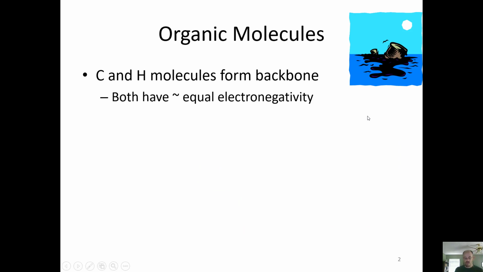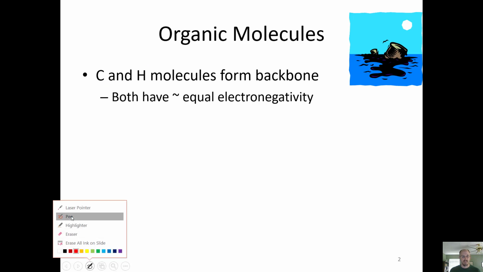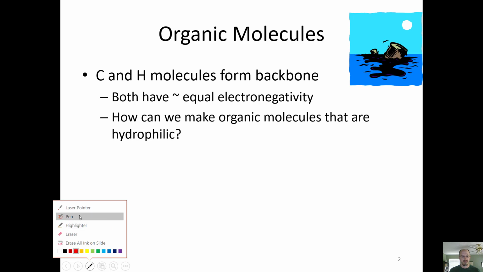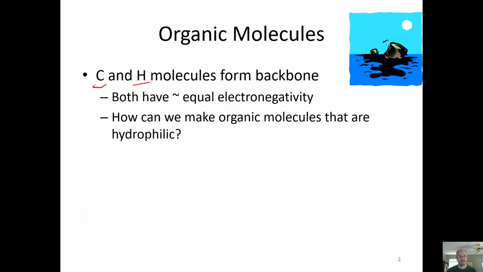Okay, here we go. Now, we're talking about organic molecules in this chapter, and organic molecules are molecules that contain carbon and hydrogen. That's what makes them organic, okay? They have carbon and hydrogen backbones typically, and carbon and hydrogen have roughly equal electronegativity. That means they share electrons equally. So you'll get a carbon backbone like this with hydrogens attached, right? And they're forming nonpolar covalent bonds. That means that this molecule itself is typically nonpolar.